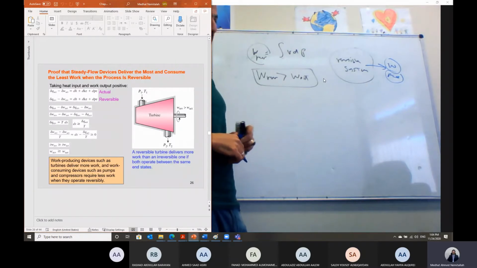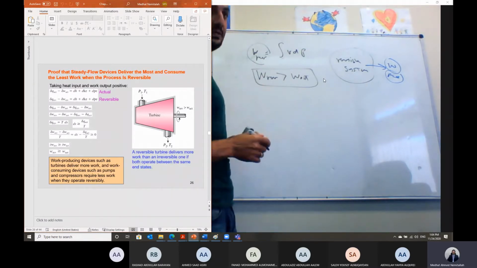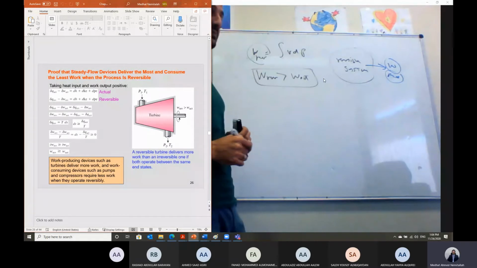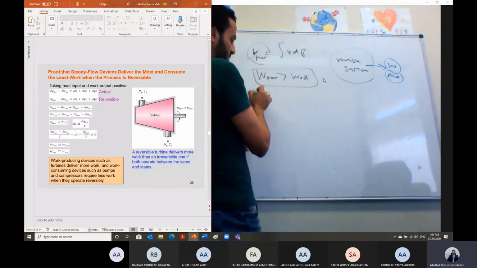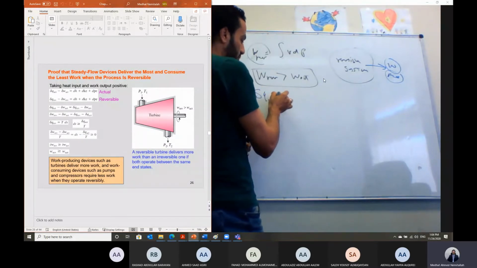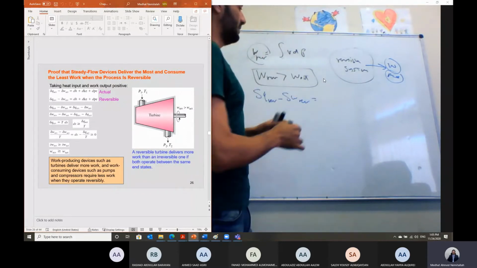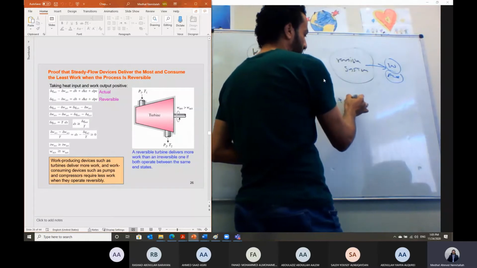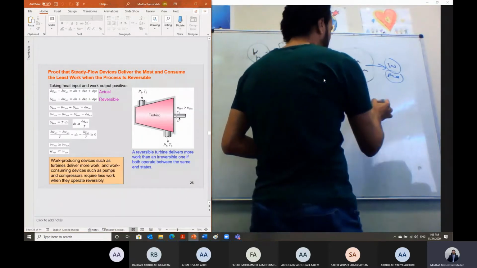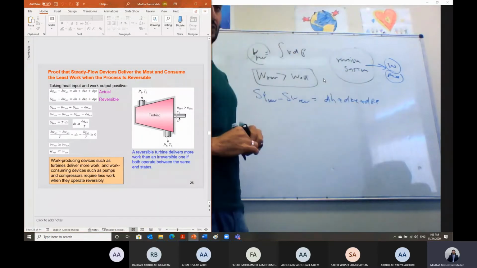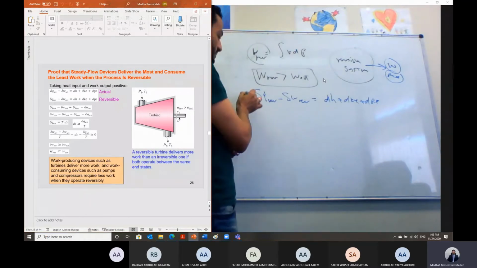But to prove this mathematically, let's apply the first law equation for this open system. For the reversible system, we can say delta Q reversible minus delta W reversible, Q minus work, will equal the change of enthalpy plus the change in kinetic energy plus the change in potential energy. This is for the reversible system.